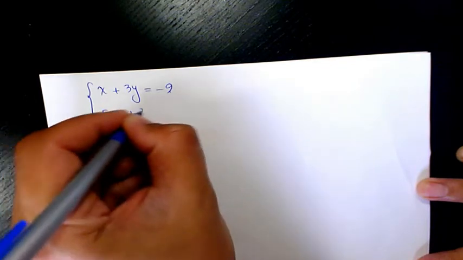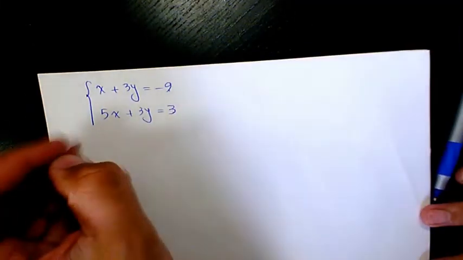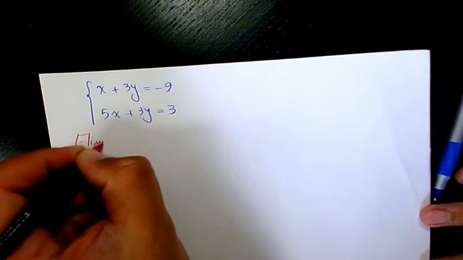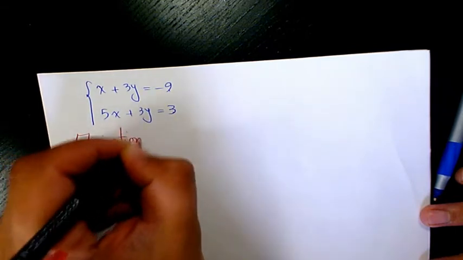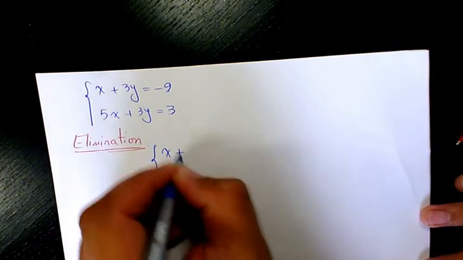x plus 3y equals negative 9. 5x plus 3y equals 3. Let's use both methods. Elimination. For elimination, I'm going to write it again.